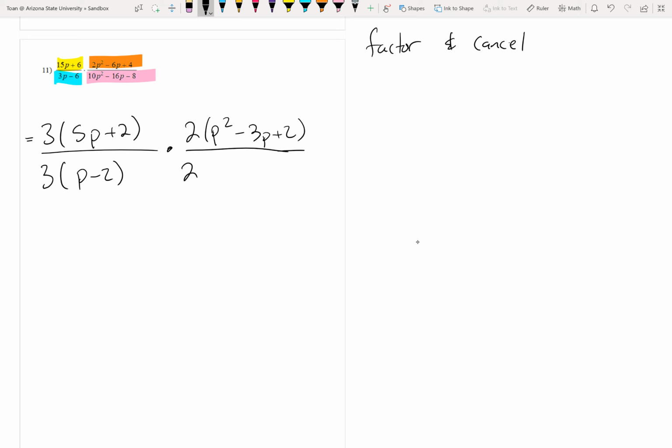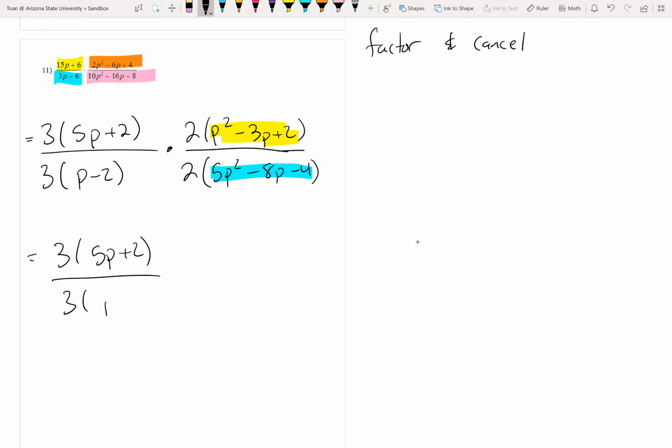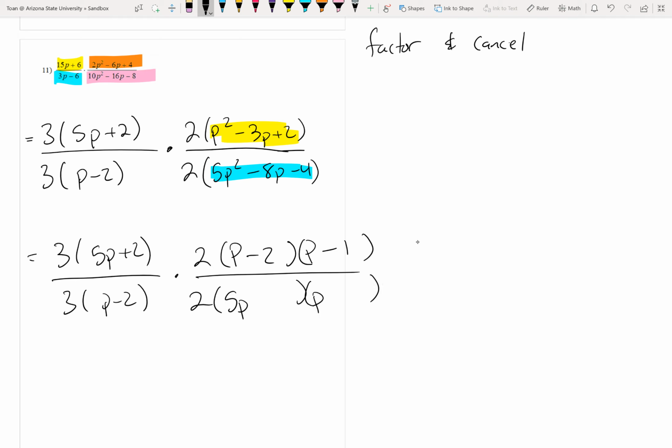And the pink I can factor to 2, give me 5p squared minus 8p minus 4. I can go ahead and factor these guys further because they're quadratic trinomials. So these guys stay the same, 5p plus 2, 3p minus 2, 2. Now factoring the yellow gives me a p minus 2, p minus 1, and factoring the blue gives me 5p and p. That would be a minus 2 on the right and a positive 2 on the left.